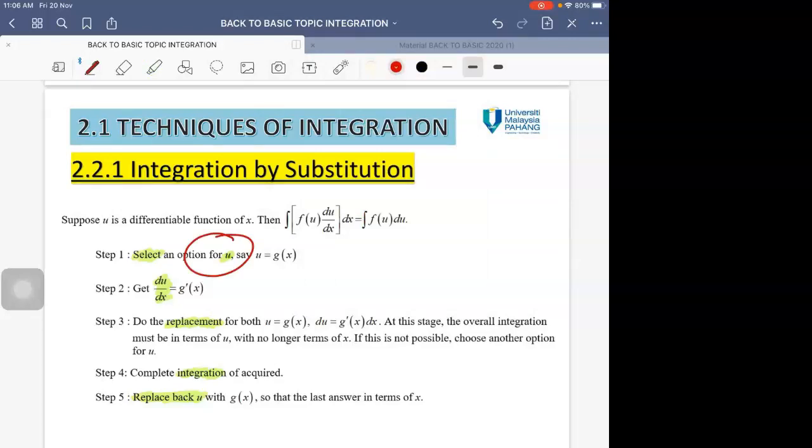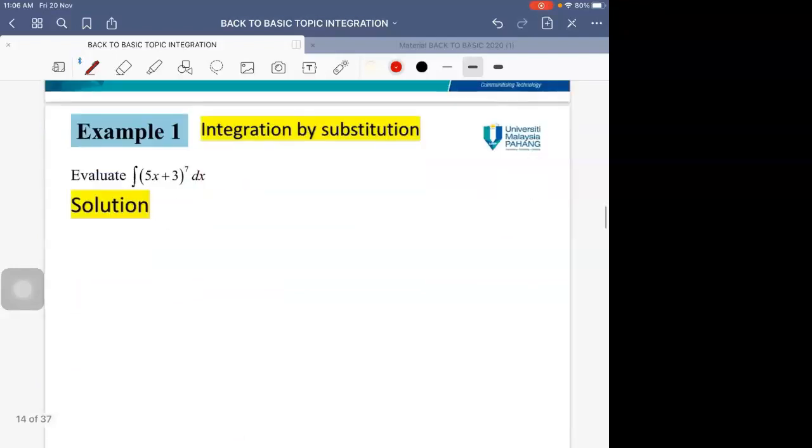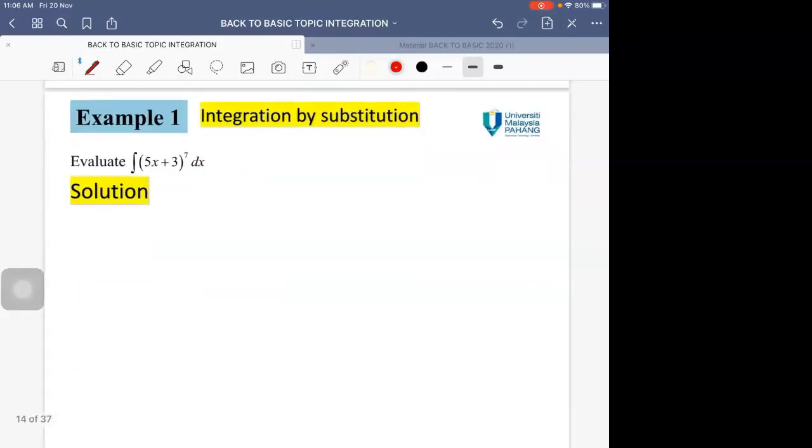Let's look at an example. If I say these steps, maybe it's difficult to digest. So let's look at an example. For example, this one: you are asked to evaluate the integral of (5x plus 3) power 7.